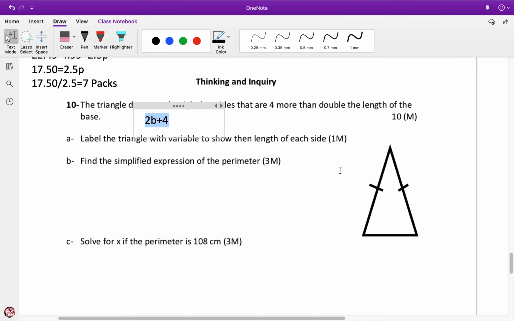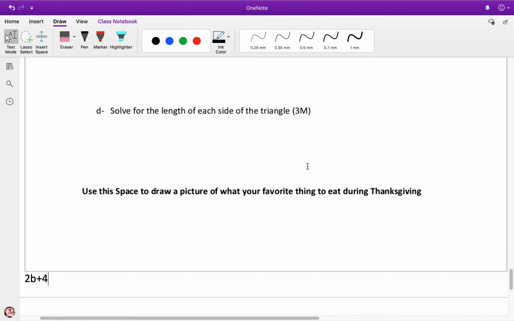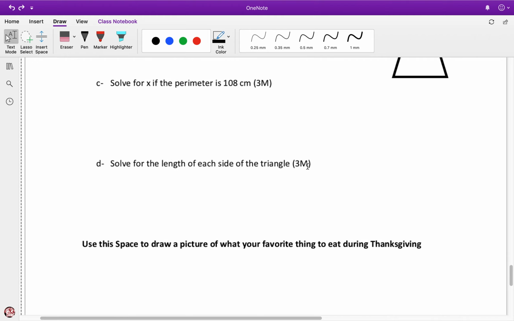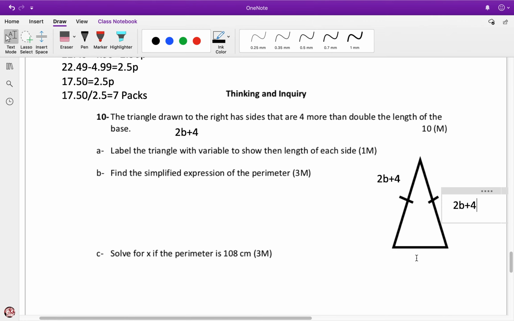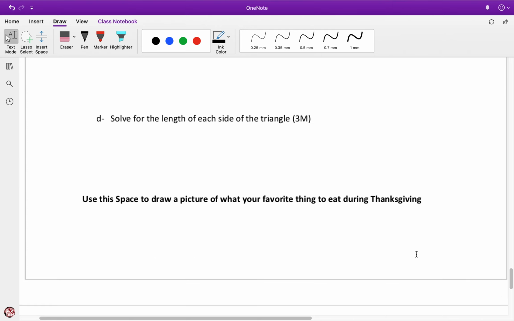So if I went down here to label my triangle, as my computer thinks, and it just kicked me over here. I could label that side like that, and that side like this, and then the base of my triangle is just b.